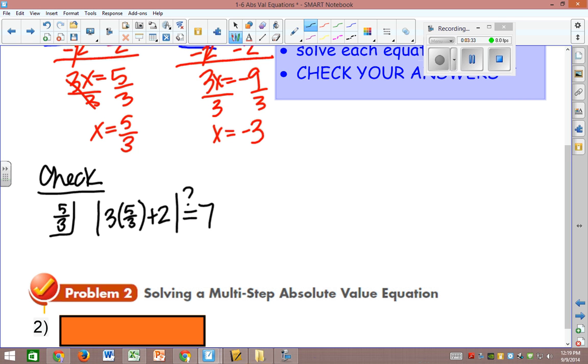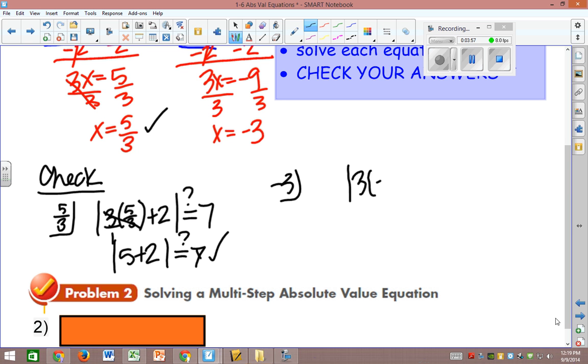Help me out with these fractions, Kendra. Take it over 1, then multiply straight across. 15/3, which is the same as, yep, cancel those. That's 5 plus 2. So that one checks. Is it equal to 7? I think it is. Absolutely. So this guy works.